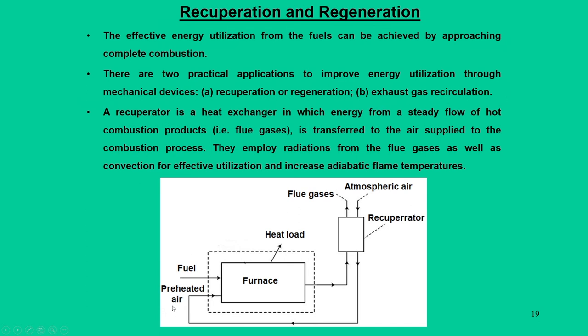So, basically this is a schematic diagram of a furnace. Maybe it can be a boiler or any gas turbine engine, where fuel and air get added and we get the required amount of heat, and the combustion product goes out. Instead of releasing it to the atmosphere, these products, which are nothing but flue gases, when they go out, we need to tap their heat. To tap that, we can use a heat exchanger, and with this application we call it a recirculator. What it essentially does is tap the heat from the combustion product to preheat the oxidizer, or preheat the air. This preheated air enters the furnace. By this process, it enhances the adiabatic flame temperature. So, this is one way of effective utilization of energy.